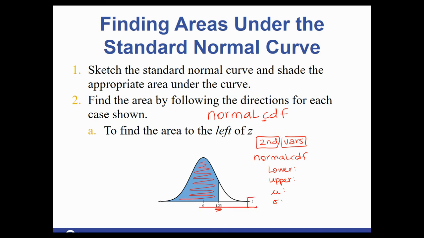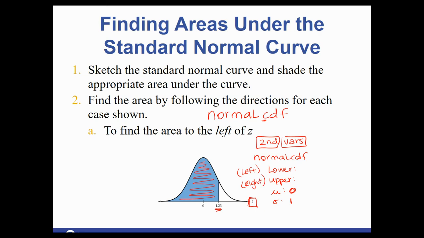Because we are using Z's, and we have our Z-score formula, we are always going to keep a 0 and a 1 in for your mean and your standard deviation. 0 and 1. What you're going to change each time is your lower and your upper based on the area that you want to find. So think of it as lower as being your left side, and your upper is your right side.